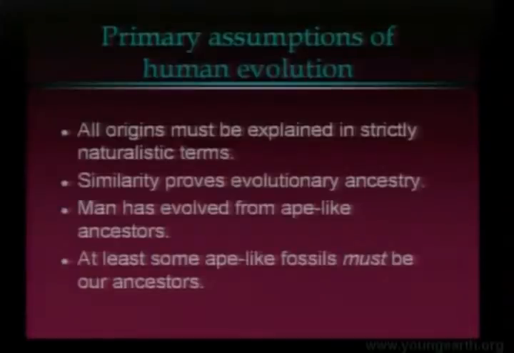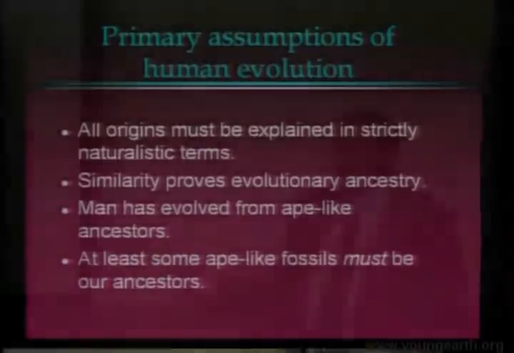Here's the second little rule. Similarity proves evolutionary ancestry. There can't be any other basis for similarity, which we sometimes call homology, than that we share a common evolutionary ancestor. The third axiom is that man has evolved from ape-like ancestors. This is not a point that's debated or questioned by evolutionists. And finally, at least some ape-like fossils that we find as we dig around must be our ancestors. Why? Because, as one evolutionist said, if they're not, we wouldn't have any ancestors. So at least some of the fossils we dig up just have to be our evolutionary ancestors.